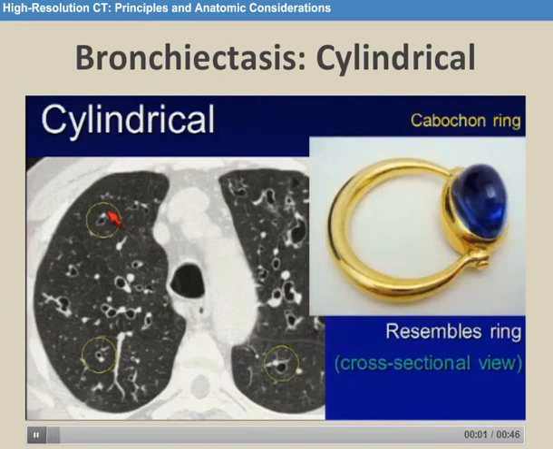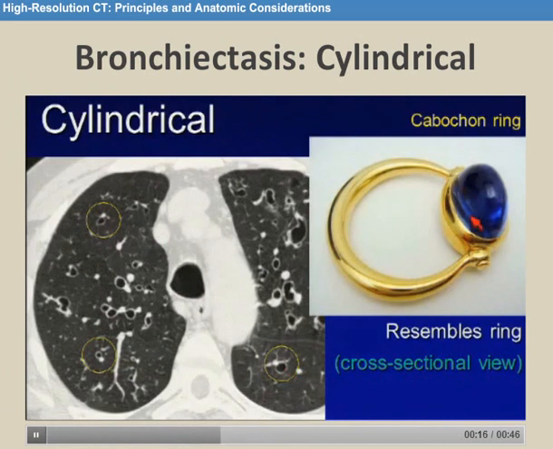Now, what if we looked at this in cross-section and other levels of the lung? Then you will begin to see the so-called ring sign, where the airway is larger than its paired pulmonary artery. And you can see a number of examples here. This has been called the signet ring sign in the literature.